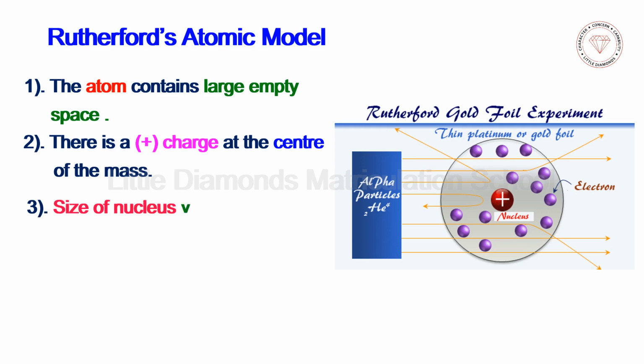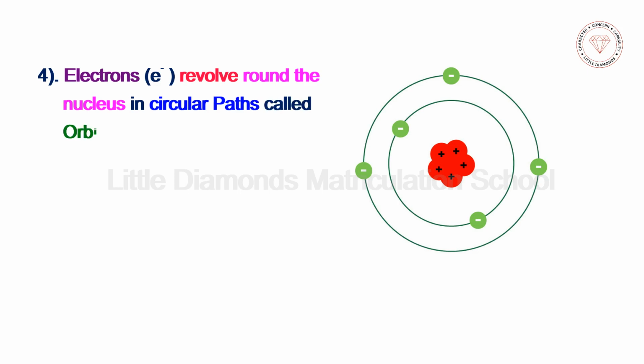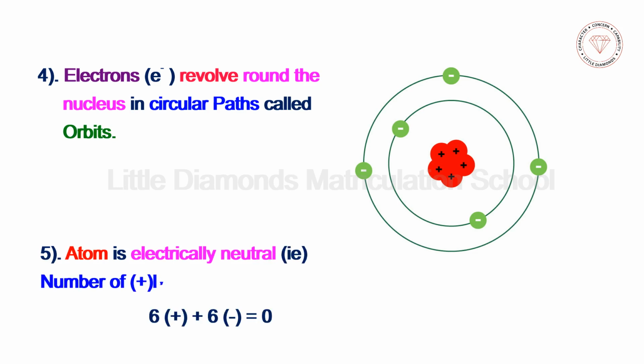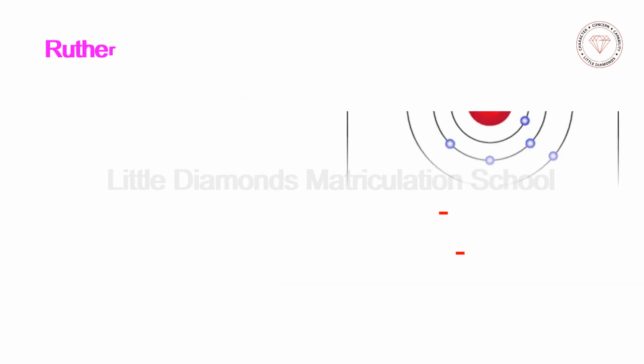The size of the nucleus is very small compared to the atom. The electrons revolve round the nucleus in circular paths called orbits. The atom is electrically neutral, that is, the number of positively charged protons is equal to the number of negatively charged electrons. His model is similar to the solar system.